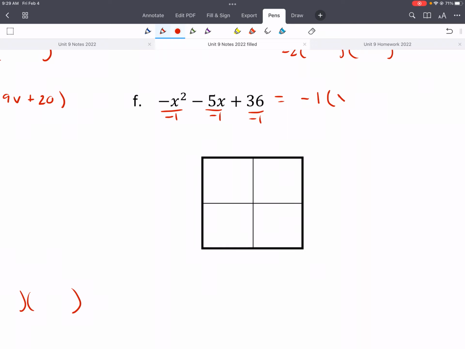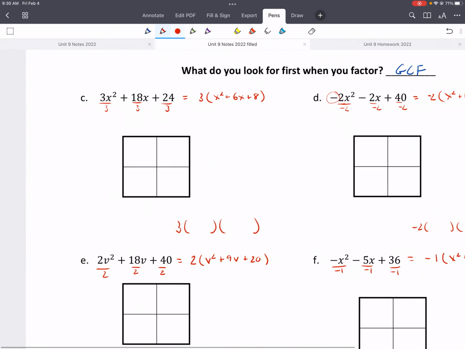So, and that would give us what? X squared plus 5x minus 36. And when we're all done, we should have this -1 in our answer. Okay? So now let's go and finish all of these.